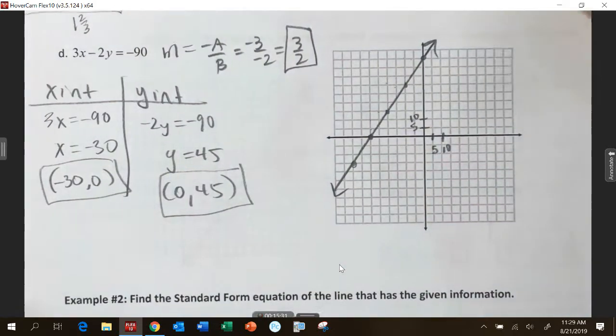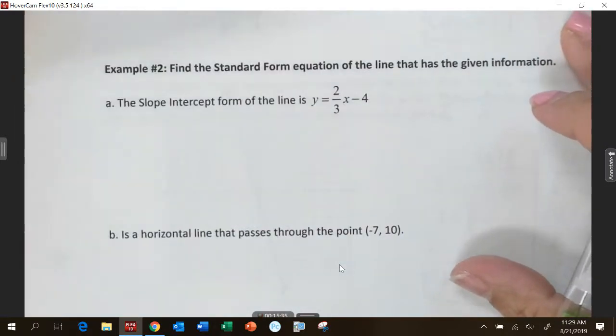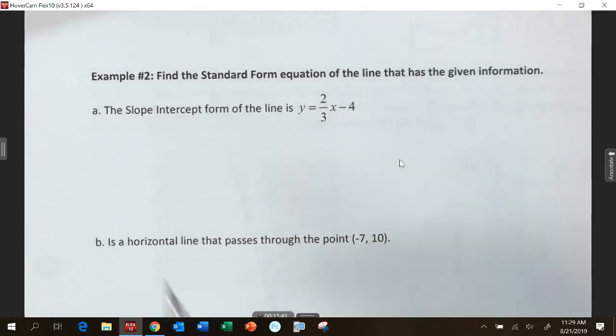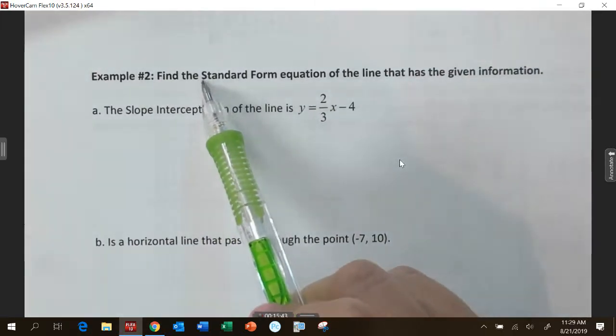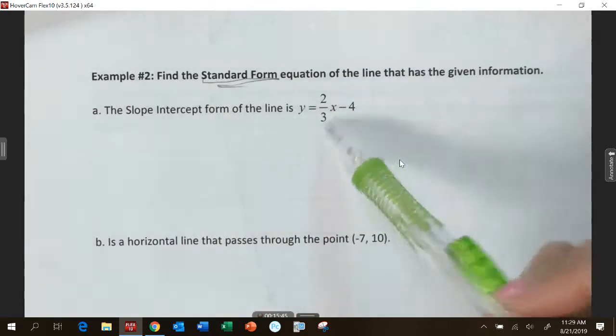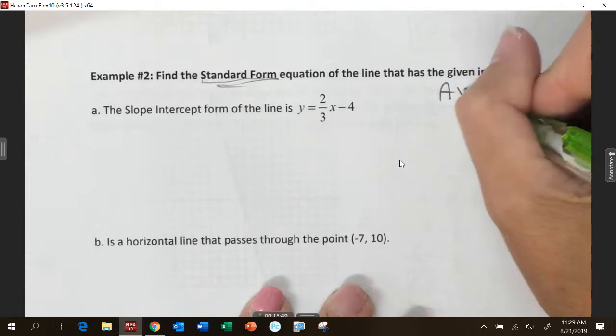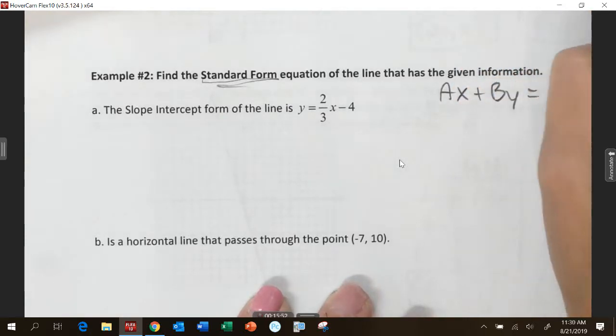Alright, so a lot of your homework is going to look like that. I think this might be the hardest part of the homework. It's not hard, but we're going to find the standard form for each situation here. So, review from yesterday: standard form, ax plus by equals c.